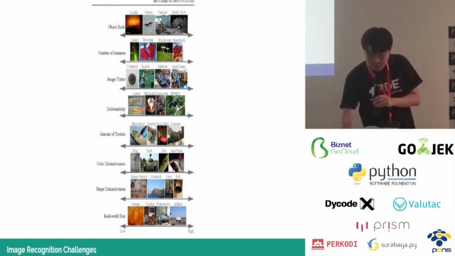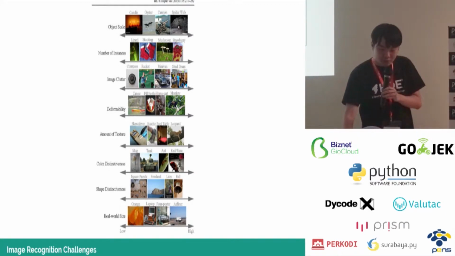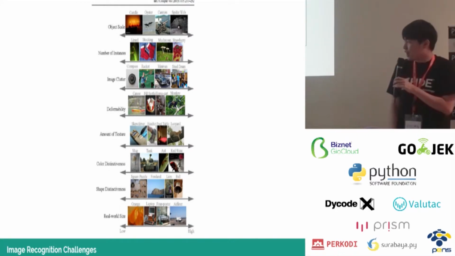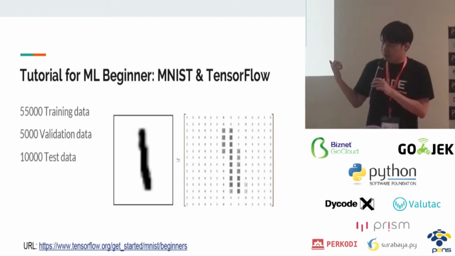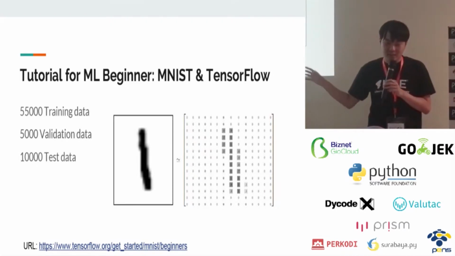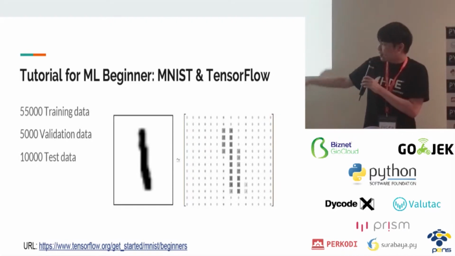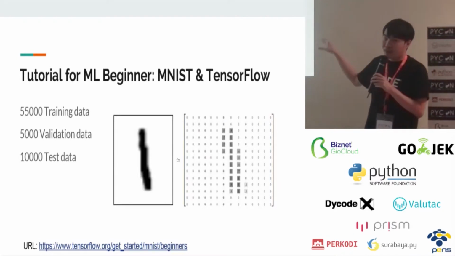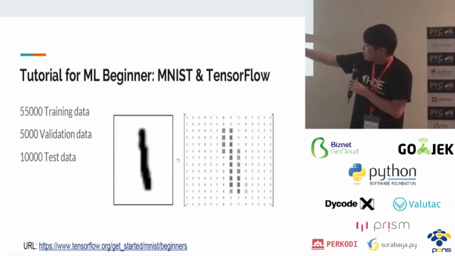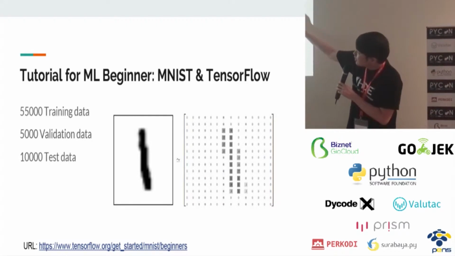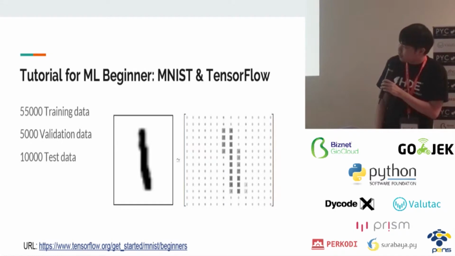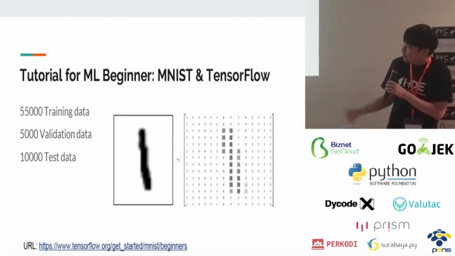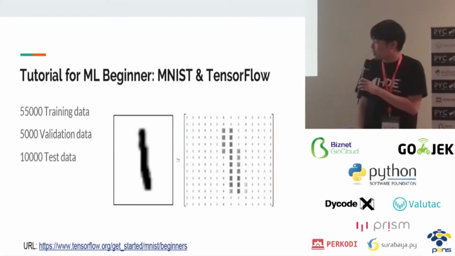Why? If you are new to machine learning and image recognition, I suggest you try this TensorFlow tutorial about MNIST, which is training to detect handwritten characters. In a computer, the character 1 is usually represented as an array of numbers, such as this, as you can see. And this tutorial provides you with around 55,000 training data, 5,000 validation data, and 10,000 test data.